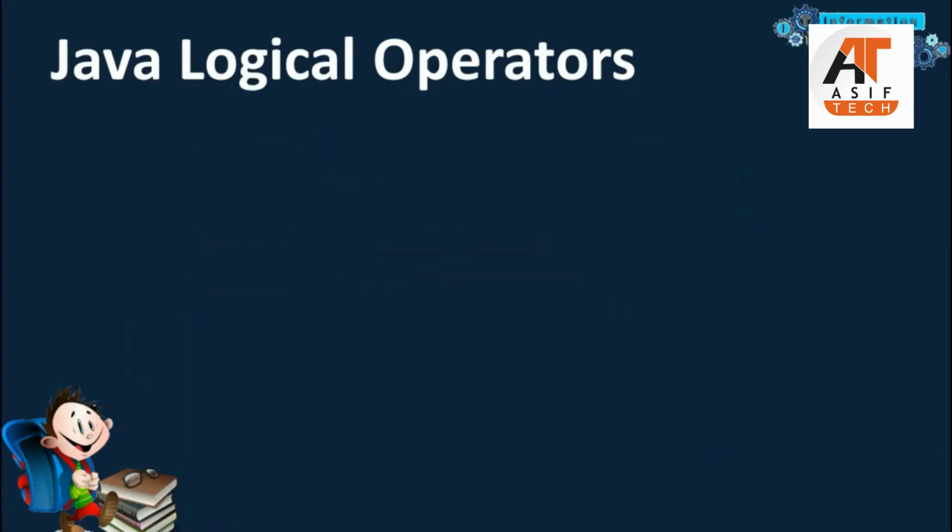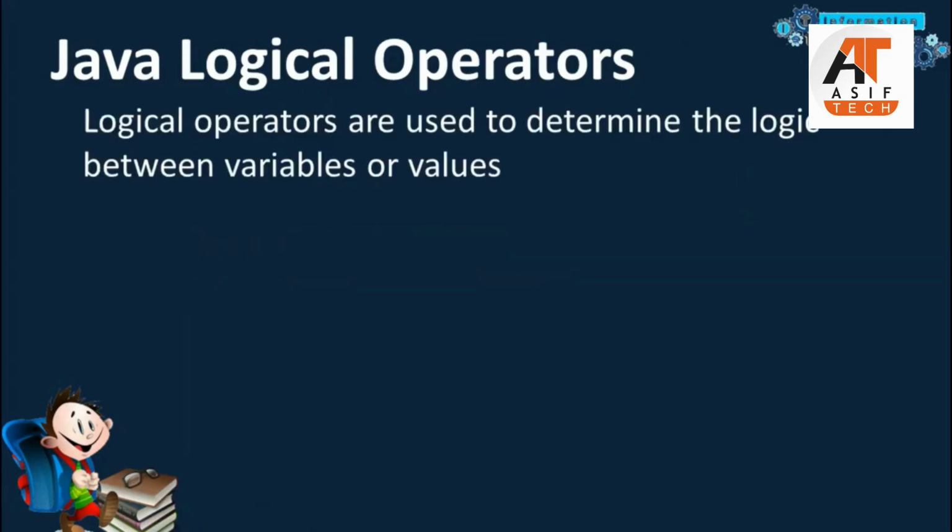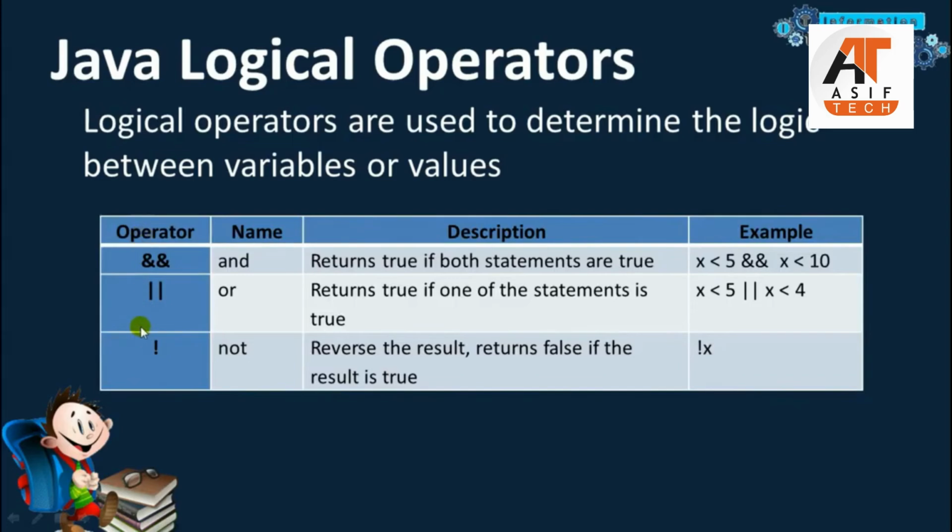Next operator is the logical operator. Logical operators are used to determine the logic between variables or values. Same with relational operator, true or false din ang binibigyan niya na sagot. So, these are the logical operators na ginagamit sa Java. So, this is for the end. Returns true if both statements are true.